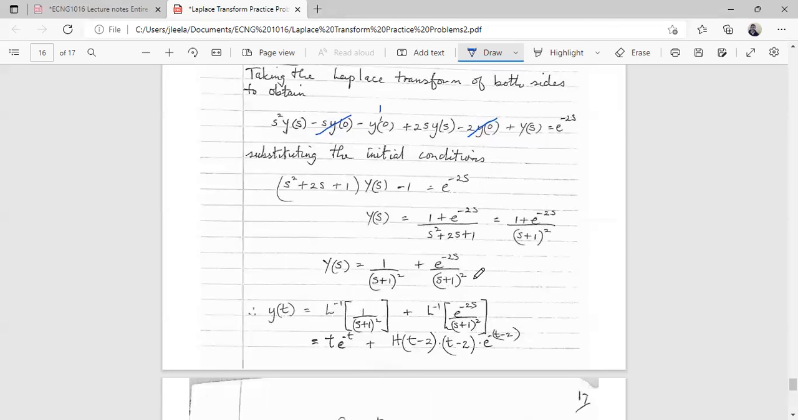And now you take the Laplace inverse of 1 over s plus 1 squared, that is t e to the minus t, using the shift property. And similarly, the Laplace inverse of e to the minus 2s over s plus 1 squared would be the Heaviside function at t minus 2 times t minus 2 e to the minus (t minus 2).